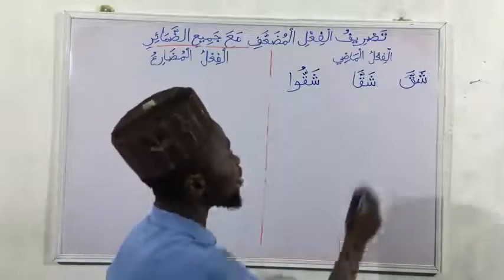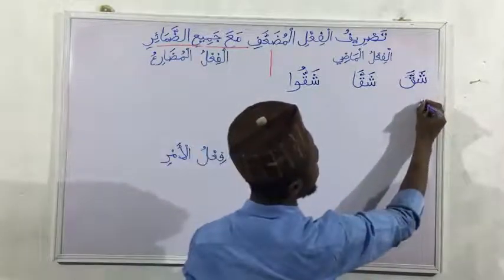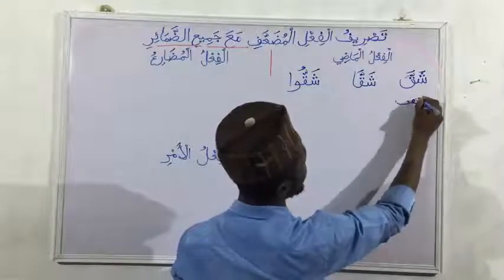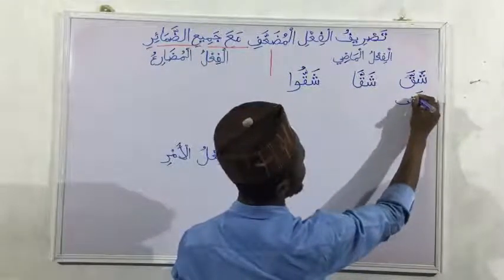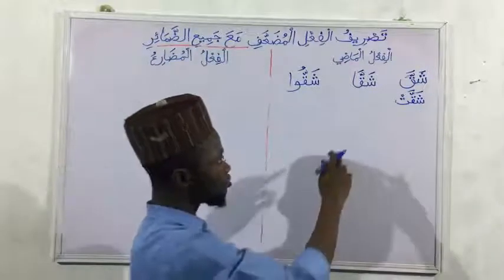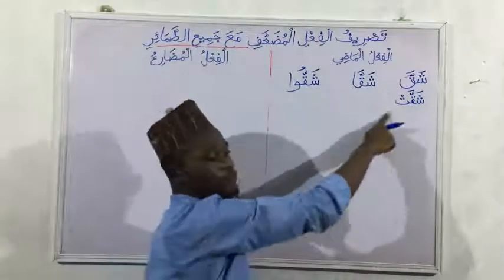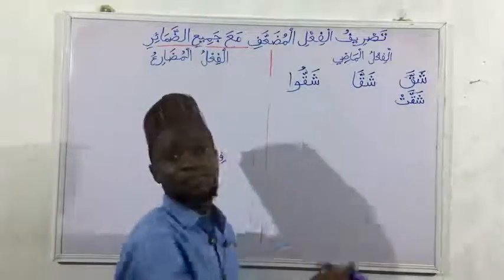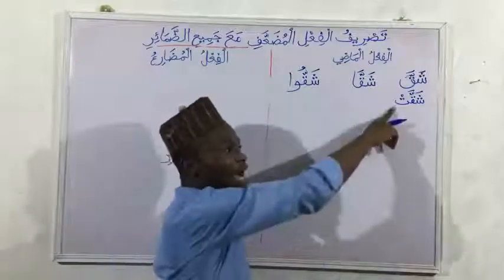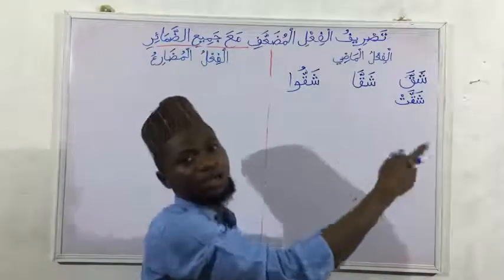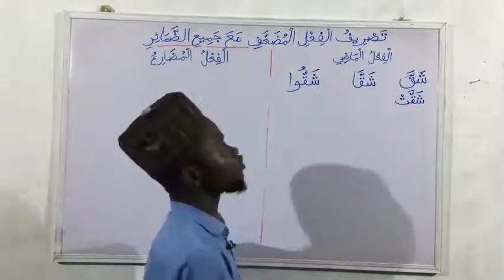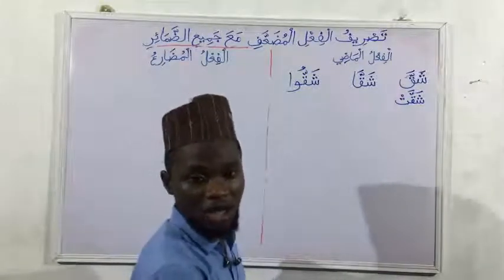Then for the female we have shaqqat. Then we add alif al-ithnain here. That means the ta will have to take fatha. Note this ta is not a pronoun. It is just showing the gender. It is not a pronoun. So we have shaqqata.